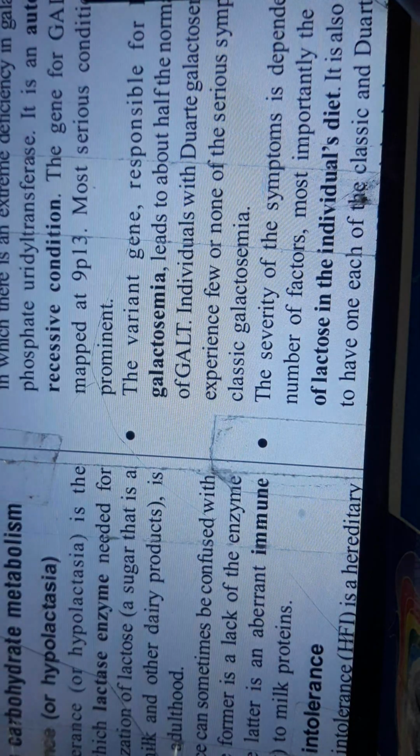Right, we're back to the subject proper. We were talking of the disorders due to carbohydrate metabolism, being lactose intolerance. I think we talked about that yesterday, but then I'll just repeat it for you again. It's also called hypolactasia. Lactose intolerance, or hypolactasia, is the condition in which lactase enzyme needed for proper metabolization of lactose, a sugar that is a constituent of milk and other dairy products, is not produced in adulthood.